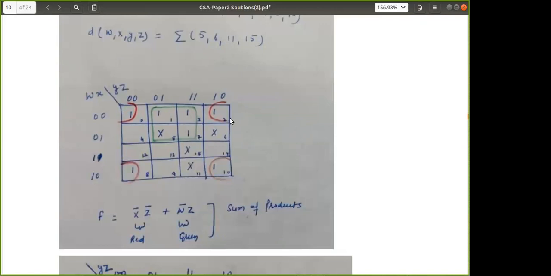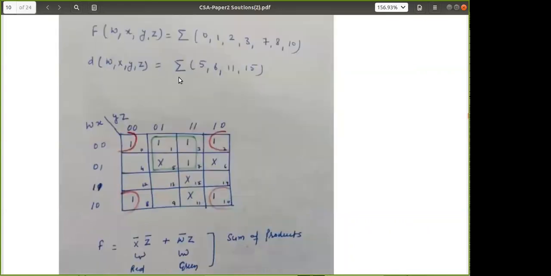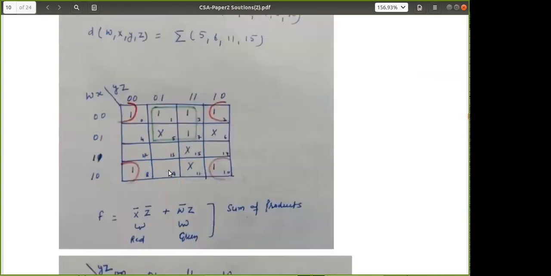Then I write the 1 here in all these positions 0, 1, 2, 3, 7, 8, and 10, and then I write the cross in places of 5, 6, 11, and 15. Then I have combined the ones. All the corner ones I have paired using the red pen, and what remains is 1 at position 1, position 3, and position 7. We will pair these with the cross at position 5. After that, let's see how we can solve this.